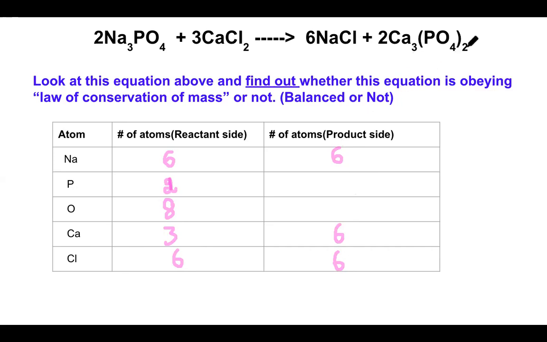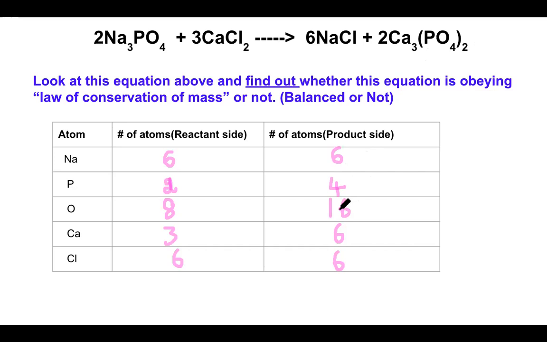So how many phosphorus? 2 times 1, 2. Then 2 times 2, 4. So 4 phosphorus. And how about oxygen? 2 times 4, 8. Then 8 times 2, 16. So now you tell me, is it balanced or not?